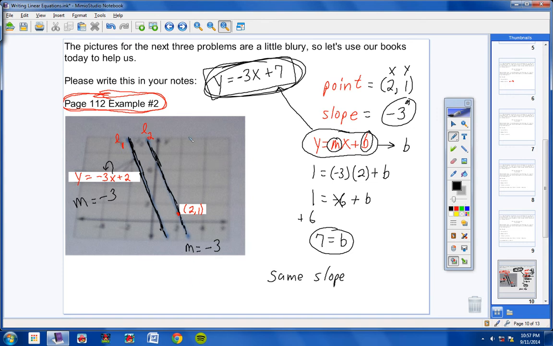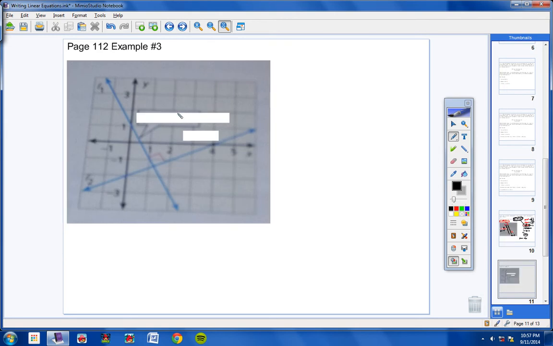So in your notes, and once again, this is a little blurry, so I apologize, but in your notes, I would like you to write down page 112, example number 3. Page 112, example number 3. I'm going to go ahead and fill these in for you real quick here. This here was y. In your books, you will see this equation. y equals -2x plus 1. Okay? And then this ordered pair right here is (4, 0). Okay, there. That's all in your book.